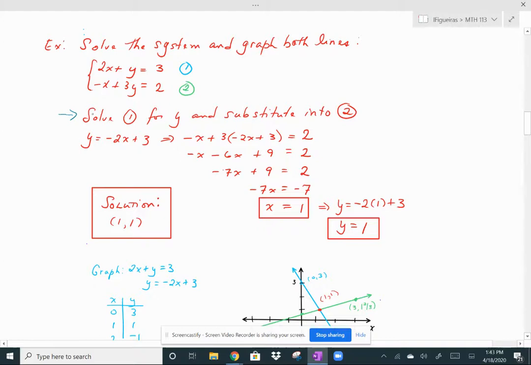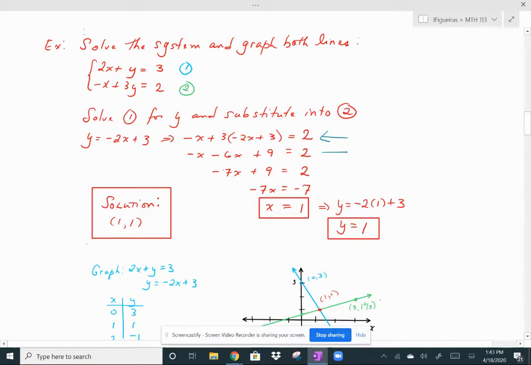And when you do, you have to subtract 2x from both sides. And so you get this equation in slope-intercept form, y equals negative 2x plus 3. And then I'm going to substitute it into equation 2. So that's what you see here. So we have negative x plus 3 times negative 2x plus 3 equals 2.